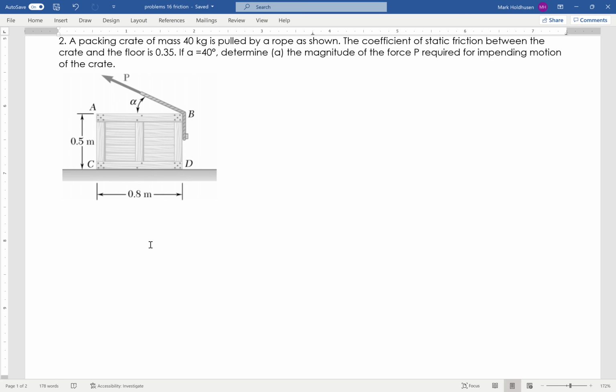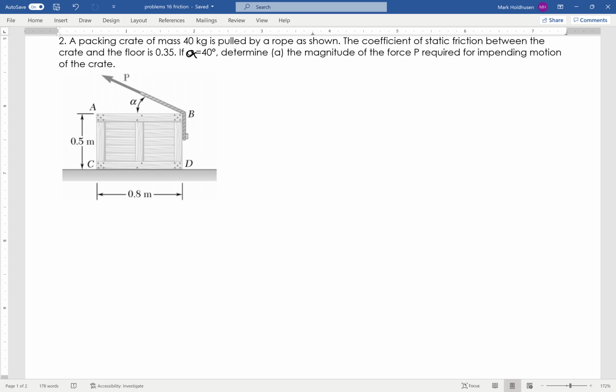In this problem, I've got a crate. It's 40 kilograms, pulled by a rope as shown. I want to find the coefficient of static friction between blah, blah, blah. That should be an alpha. It's not the best alpha. Determine the magnitude of the force for impending motion.